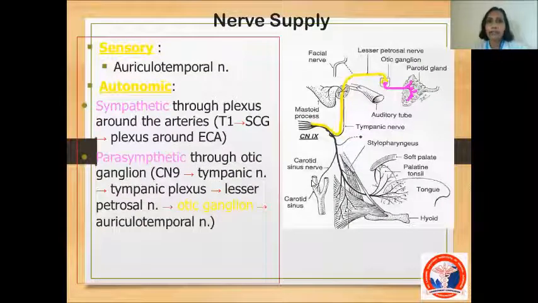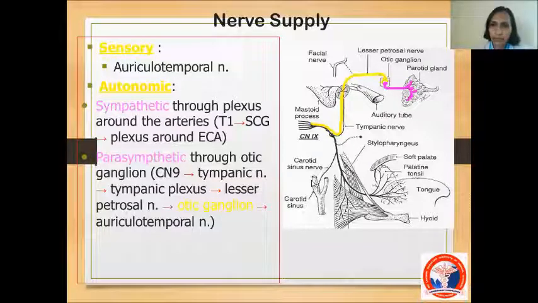The gland receives its nerve supply. It has both sensory and autonomic nerve supply. Its sensory nerve supply is conducted via the auriculotemporal nerve. The autonomic nerve supply is both sympathetic as well as parasympathetic.